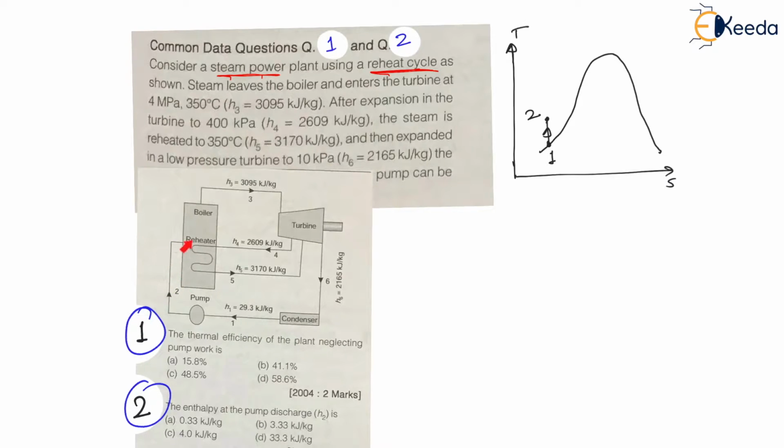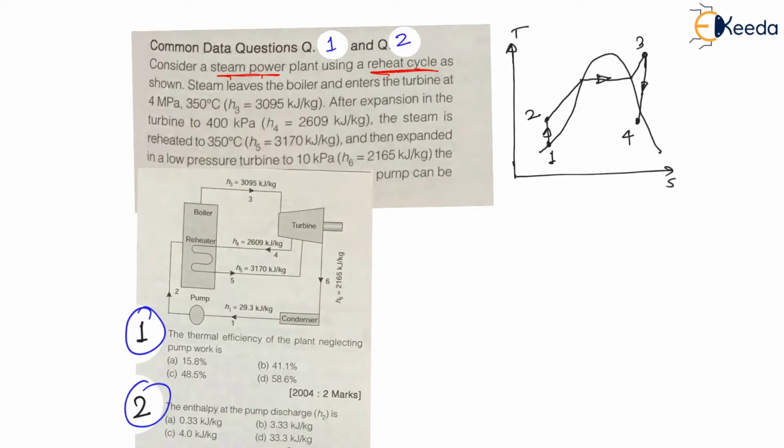Now 2 to 3 there is a boiler, and the boiler is a constant pressure heat supply, like this. Let's say this is point 3, and 2 to 3 is a constant pressure heat supply process. Again 3 to 4 there is a turbine, which is a high pressure turbine. Now 3 to 4 is high pressure turbine expansion, therefore the 4 point will be somewhere here. There will be a reversible adiabatic expansion in the high pressure turbine.